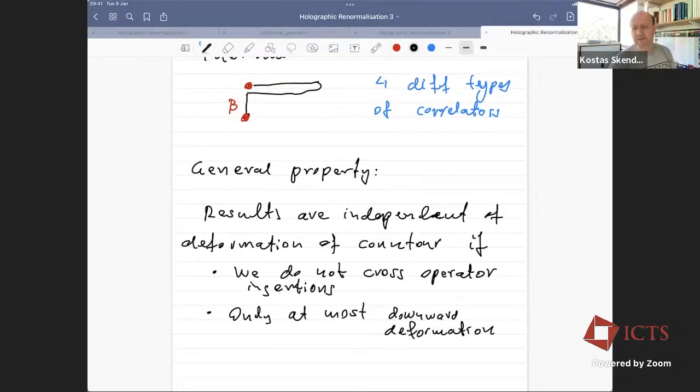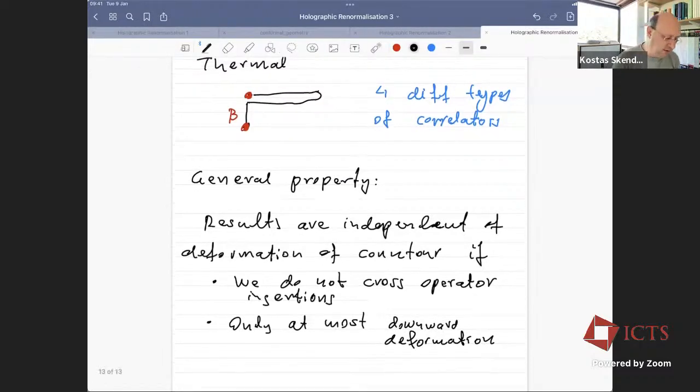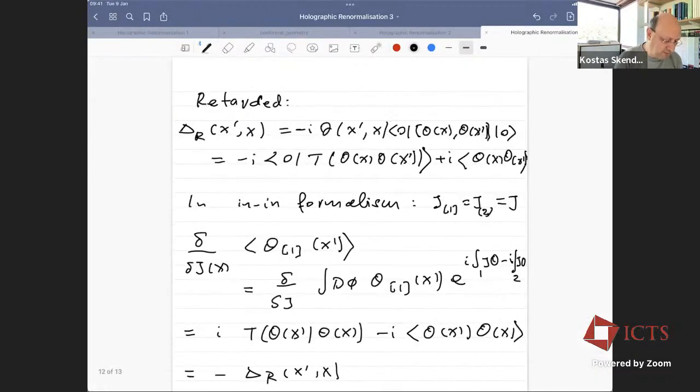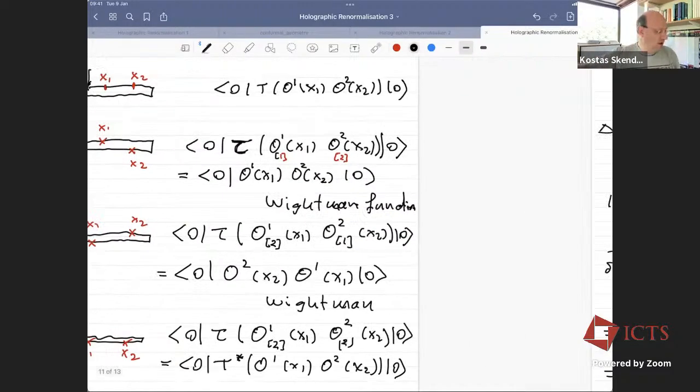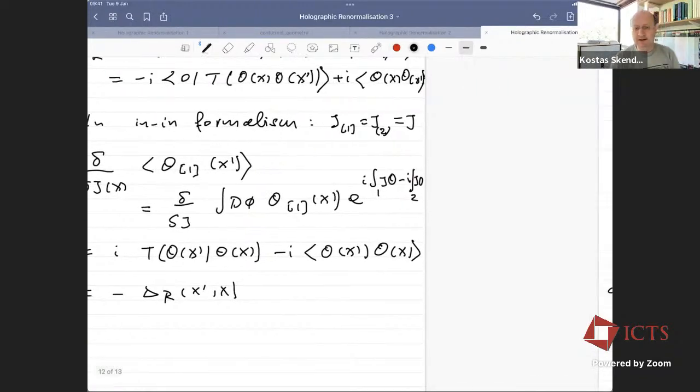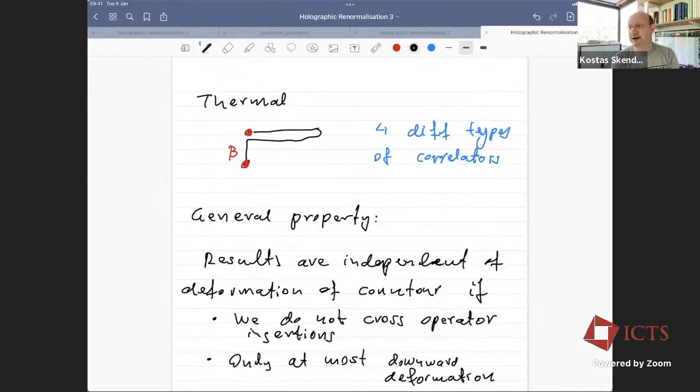Okay, so whatever prescription we have in the bulk, it has to respect all of this. One should be able to compute all of these types of correlators in a natural way. Okay, so now that finishes the interlude. So any questions before I tell you what the prescription is that does this?